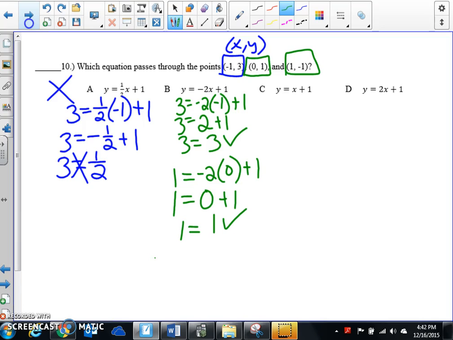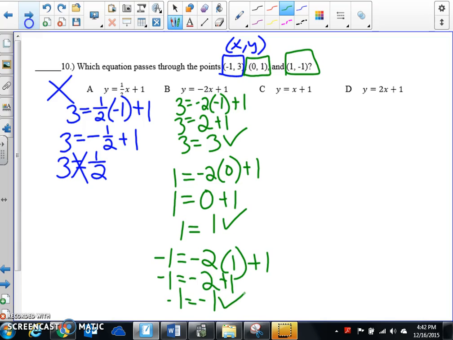So my y value is negative 1. My x value is 1. Negative 2 times 1 is negative 2. And negative 2 plus 1 is negative 1. Negative 1 does equal negative 1. So that checks out. So my answer is B.